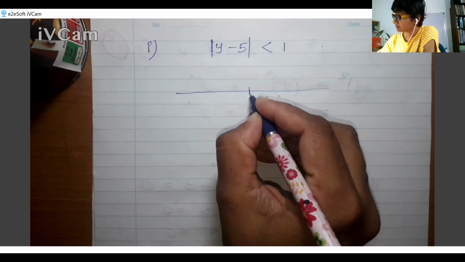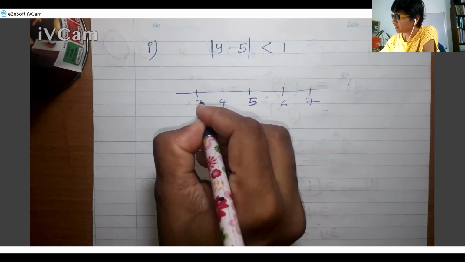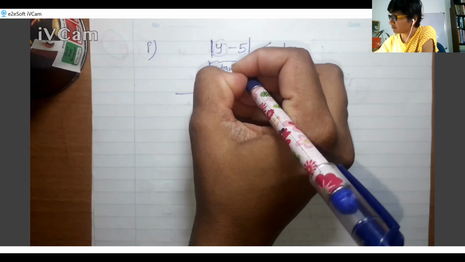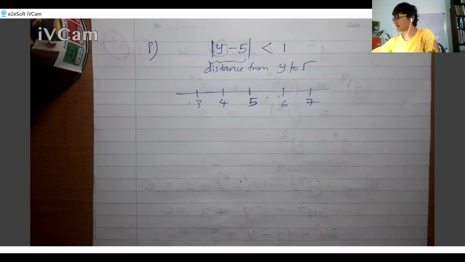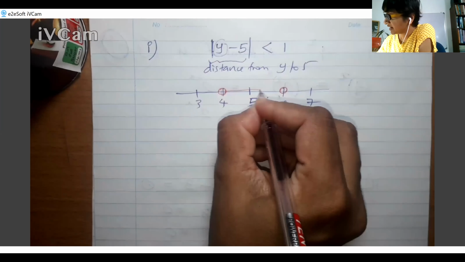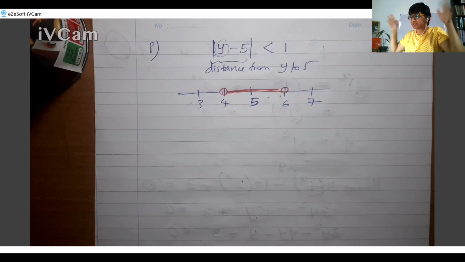If this is 5, so say 6, 7, 3. This means distance from y to 5 is less than 1. Where can your y be? Anywhere here. You can just reason about it. I didn't do anything, I just drew a picture. And I can see that my answer is y has to be greater than 4 and less than 6. That's where y can sit on the number line. Okay? That's the first part answer.